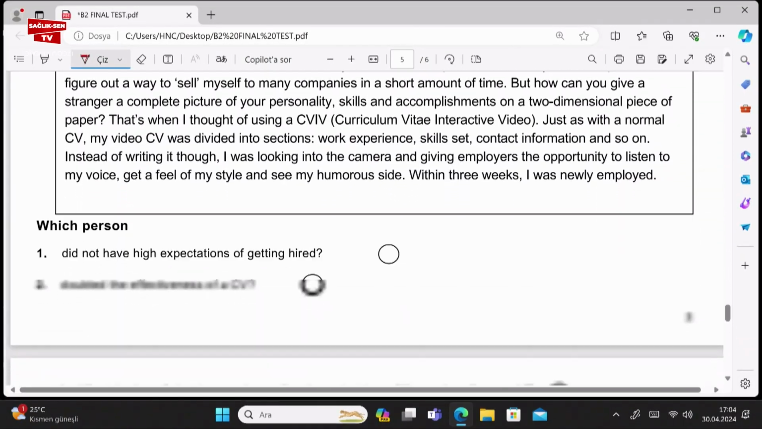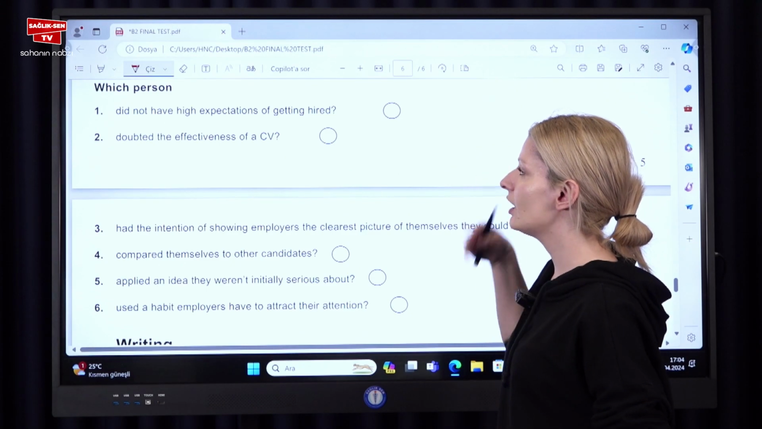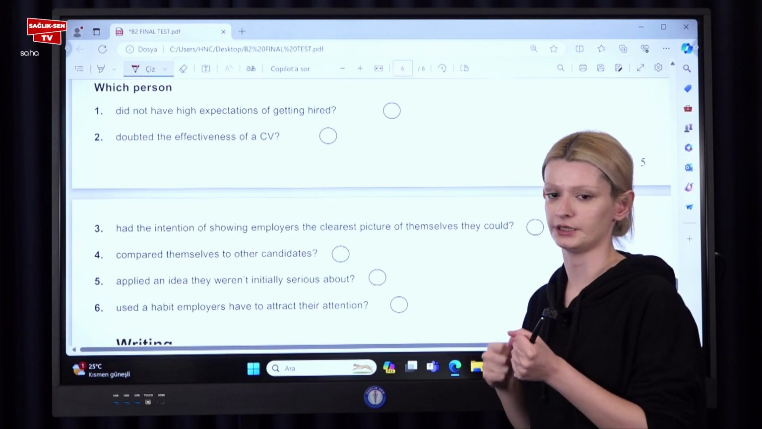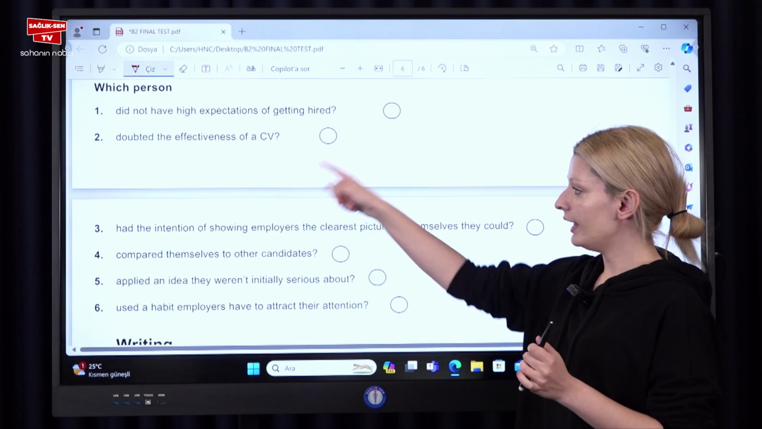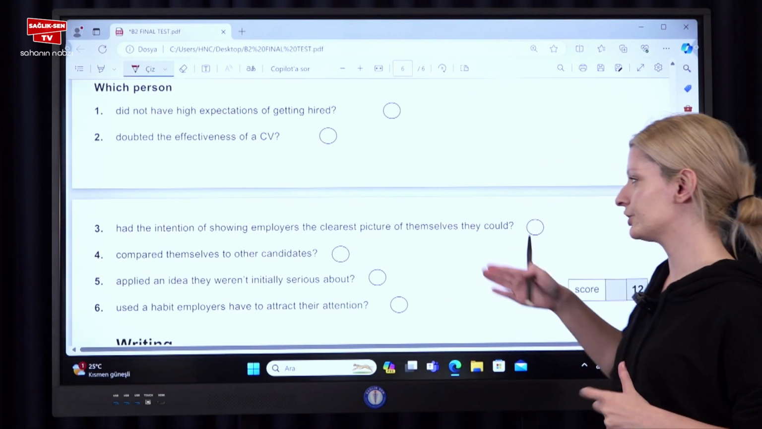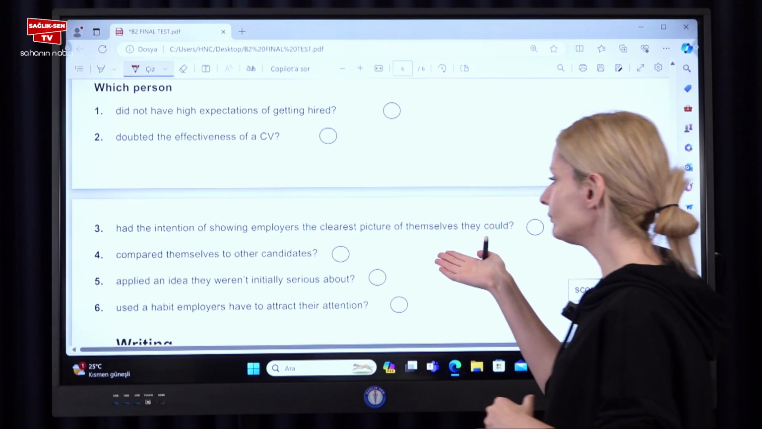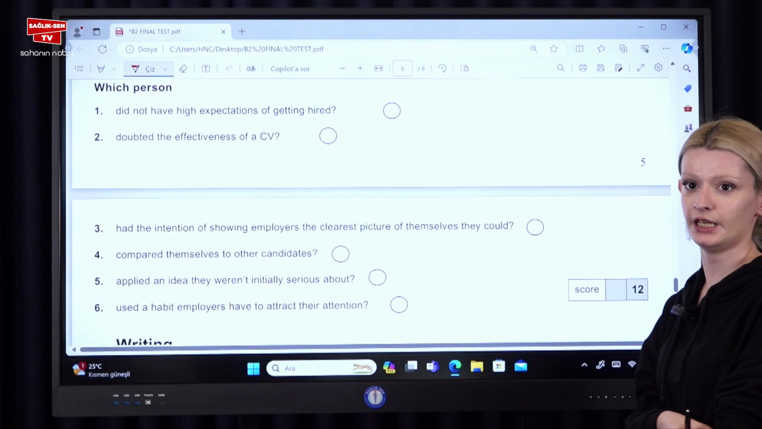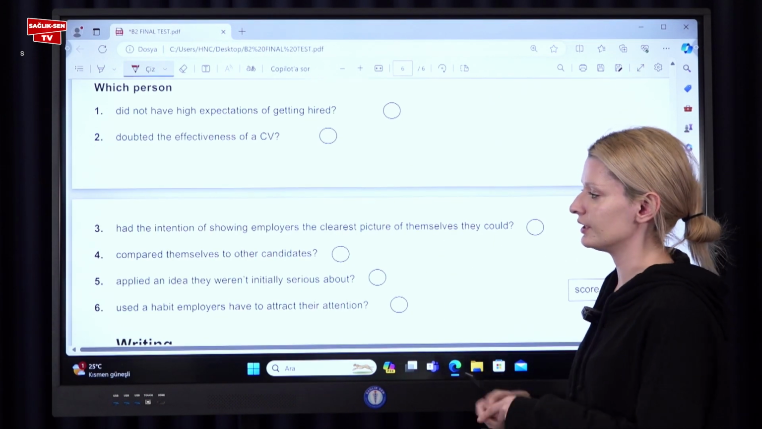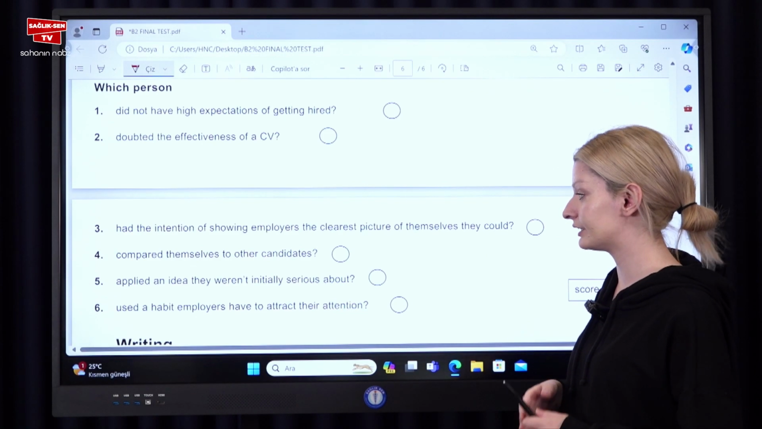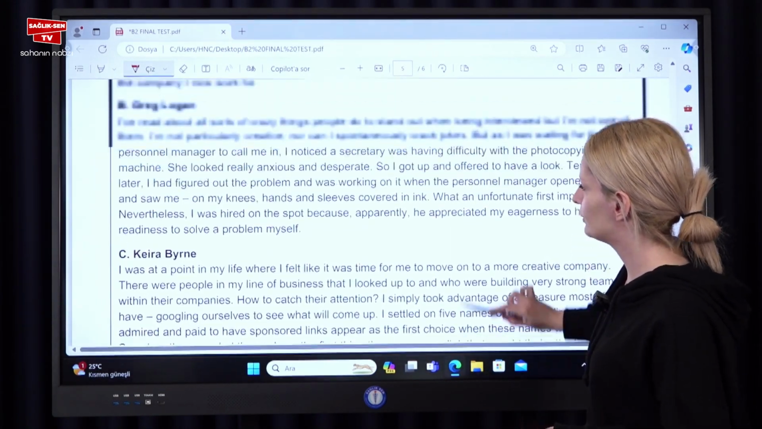First, let's have a look at our questions. We're going to decide which person did not have high expectations of getting hired, which person doubted the effectiveness of a CV, and the third question is, had the intention of showing employers the clearest picture of themselves they could, compared themselves to other candidates, applied an idea they weren't initially serious about, and the last question is, used a habit employers have to attract their attention. Now, let's go back to our paragraph.